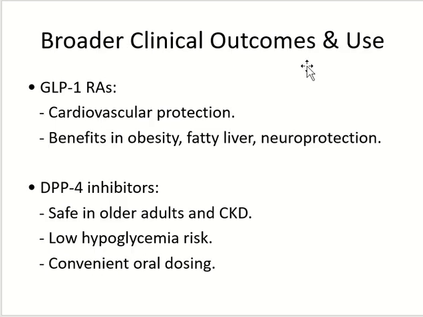So broader clinical outcome and use, if you see, GLP-1 receptor agonists also provide cardiovascular protection. So, if a diabetic patient also has cardiovascular disease and he's obese and he has a fatty liver and he also has some amount of neuropathy, then better go for a GLP-1 receptor agonist. DPP-4 inhibitors are mainly safer in older patients and CKD patients, and it is convenient. Oral dosing is enough. Also, it has a low hypoglycemic risk when DPP-4 inhibitors are given.